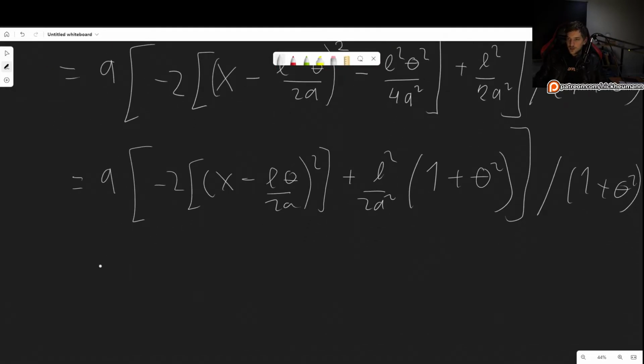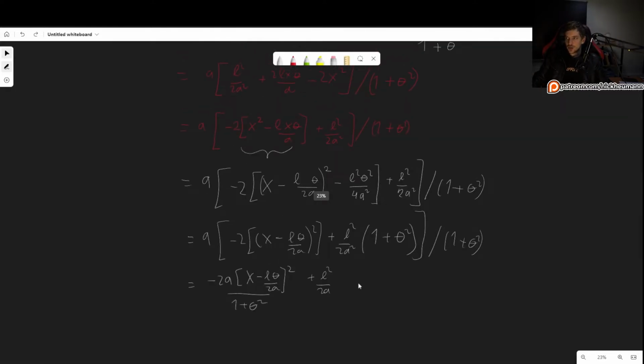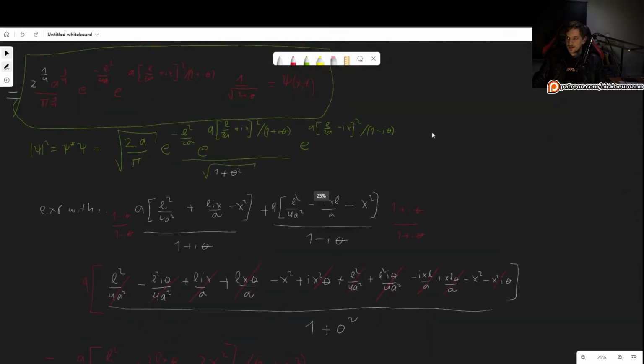And thus, what we get is this part, so minus 2a times x minus L theta divided by 2a squared. But then we have this other term, so that's going to be plus L squared over 2a, and that's it, right? Because this, of course, is divided by 1 plus theta squared, but this is no longer divided by it. So this is indeed simpler than what we had before, right? We started out with this, and this is much better. So this is what we can now plug into our result right here.